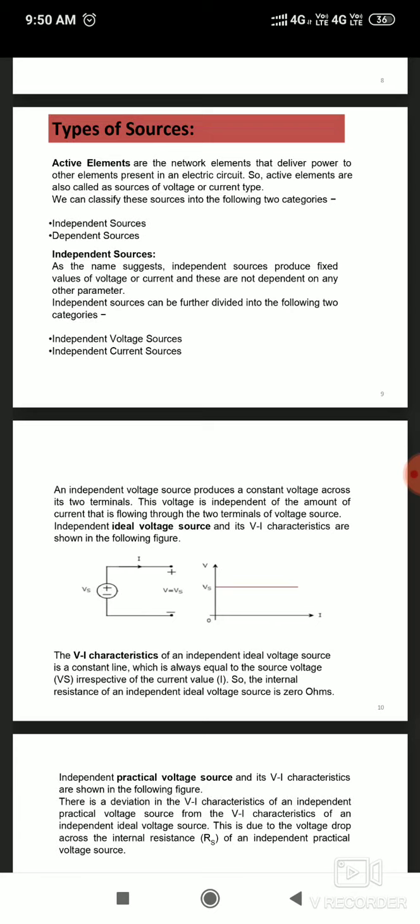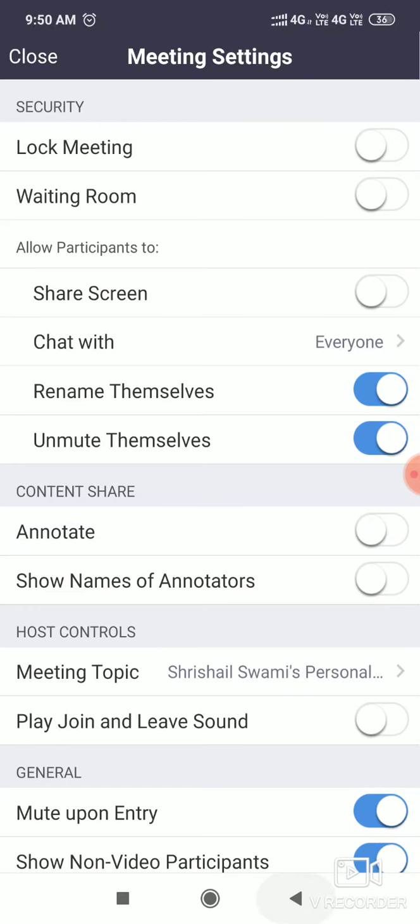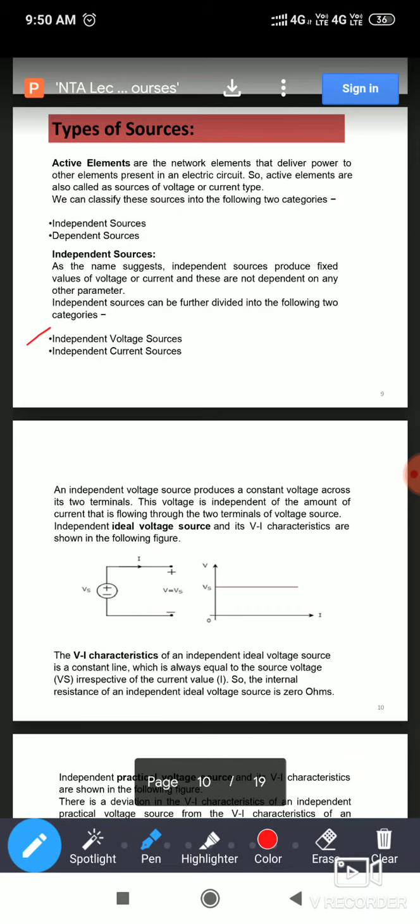So the first type is independent sources. I already told you what we mean by independent source. Independent sources produce fixed values of voltage or current, and these are not dependent on any other parameter. Here there are two types under the independent sources. One is the independent voltage source and the other is the independent current source.